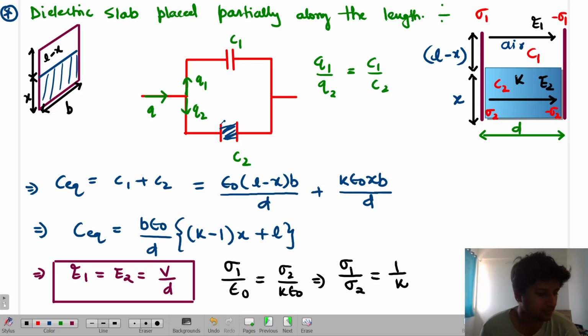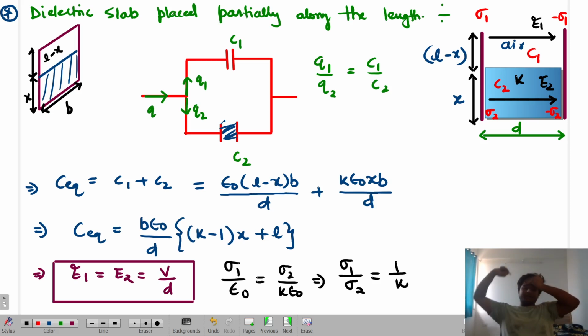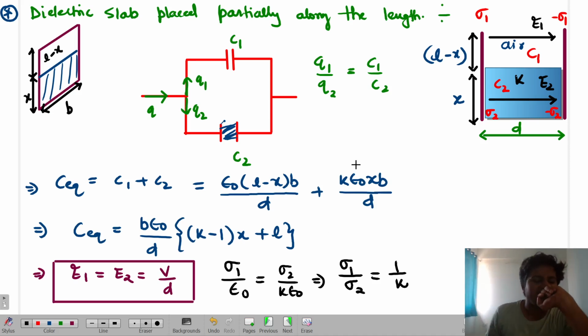Are you able to get me? So you'll see that in this kind of capacitors our electric field is the same, but the charge density is different on different plates. Okay? Are you able to get me?